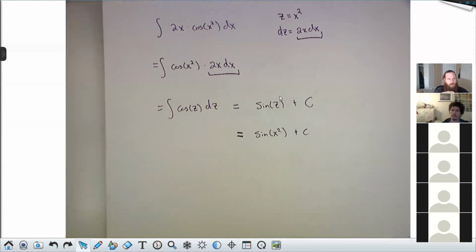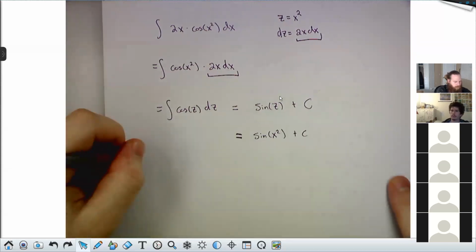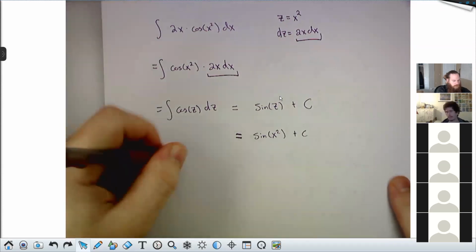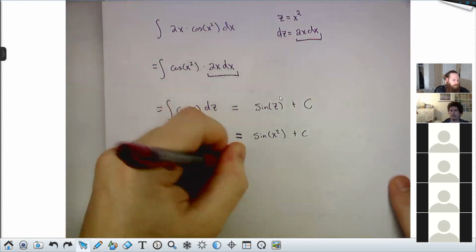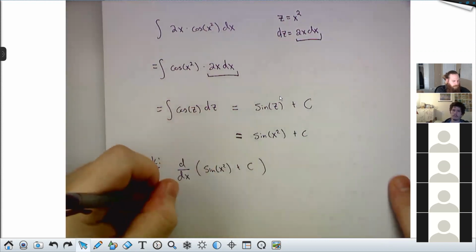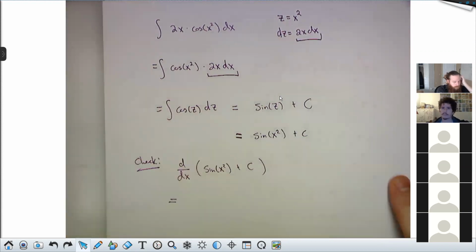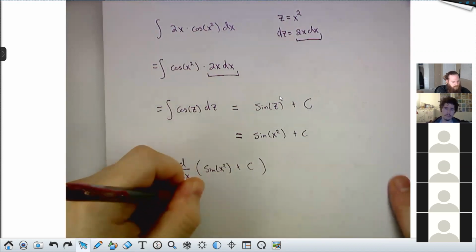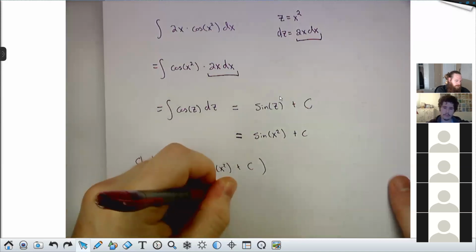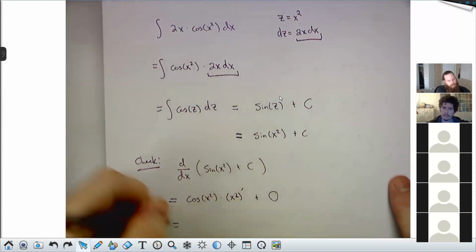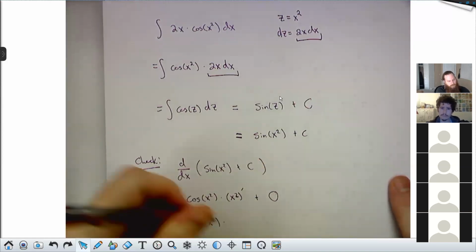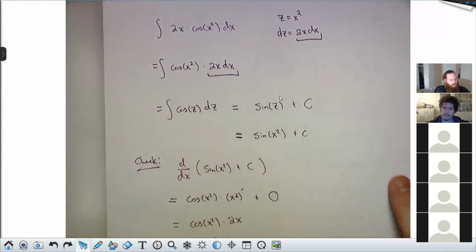And if I wanted to check my work, how would I do that? Differentiate. Very good. So if I want to check, I would apply the operator d/dx to sine of x squared plus c. The plus c will differentiate to zero. The sine of x squared will differentiate to cosine of x squared times the derivative of x squared. That's the chain rule. And then the derivative of x squared is 2x. So is this what we started with? Yes, it is, right? 2x times cos of x squared.